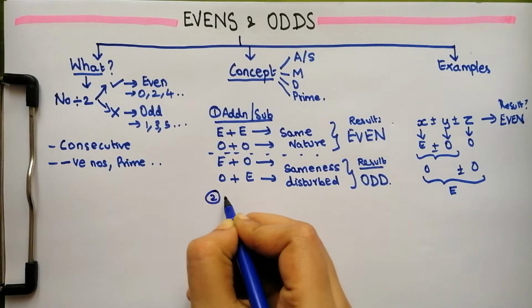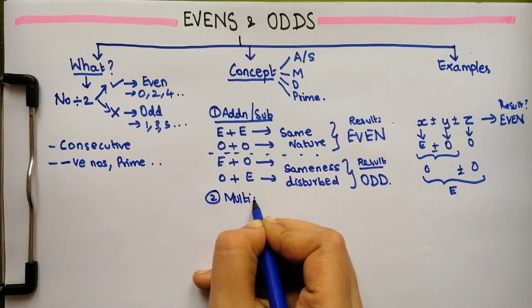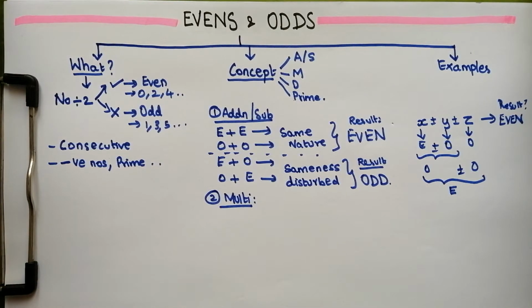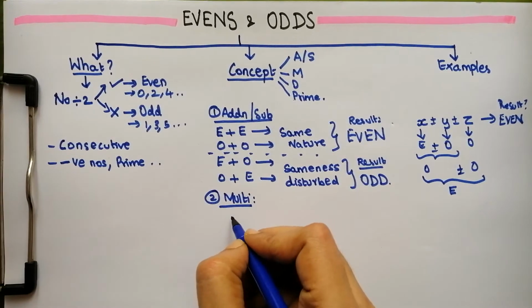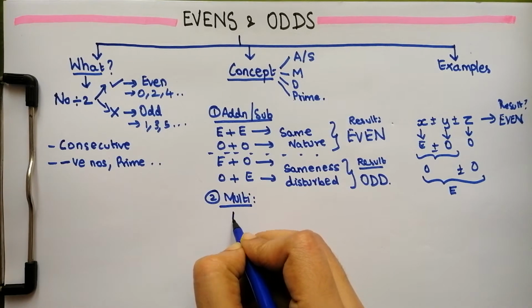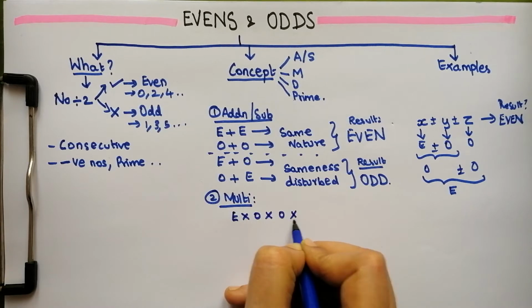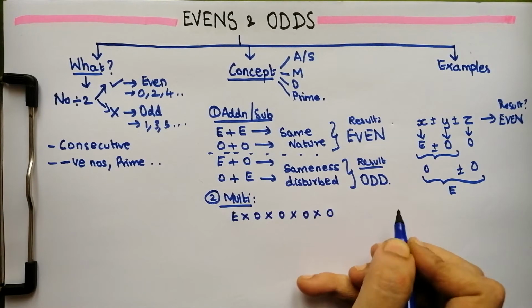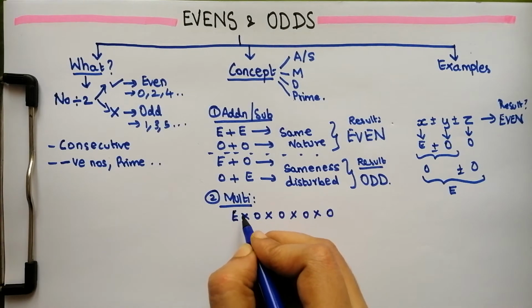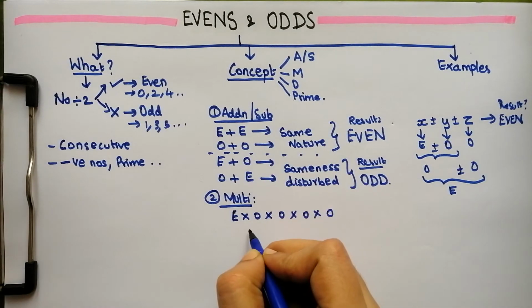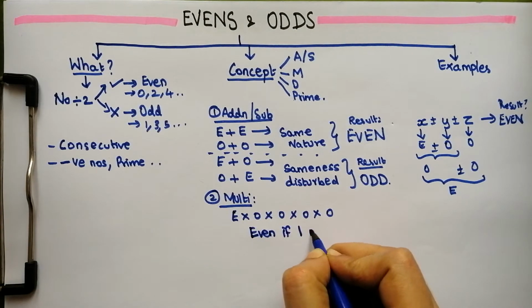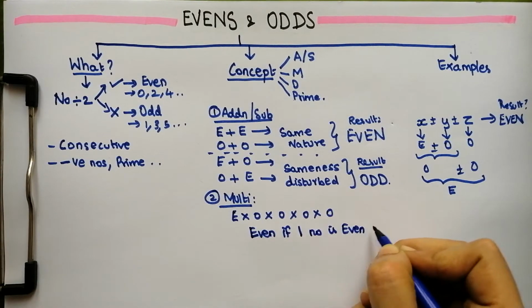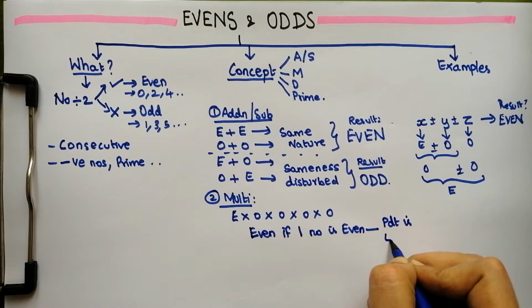Next is multiplication. There is absolutely only one thing to remember in multiplication. Absolutely one thing. Suppose you are handling a string of integers. Say one is even, one is odd, another is odd, another is odd, another is odd, and it goes on like this. The only thing you have to see is if in the string of numbers even one number is even, then the product is even.